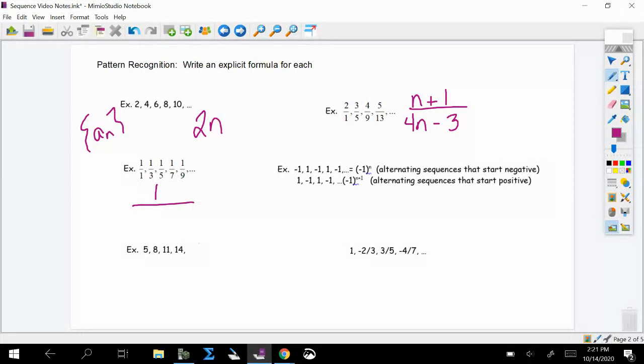Again, your odd numbers. The way you're going to write the pattern for your odd numbers, it's going to be 2n because it's going up by 2 every time. But then you're going to subtract 1. And that's going to get you starting at 1. And then your next term is 3. And then your next term is 5 and 7 and 9 and so on.